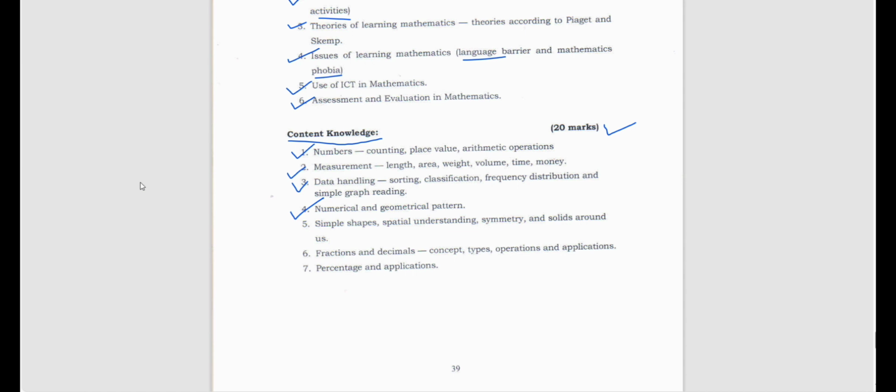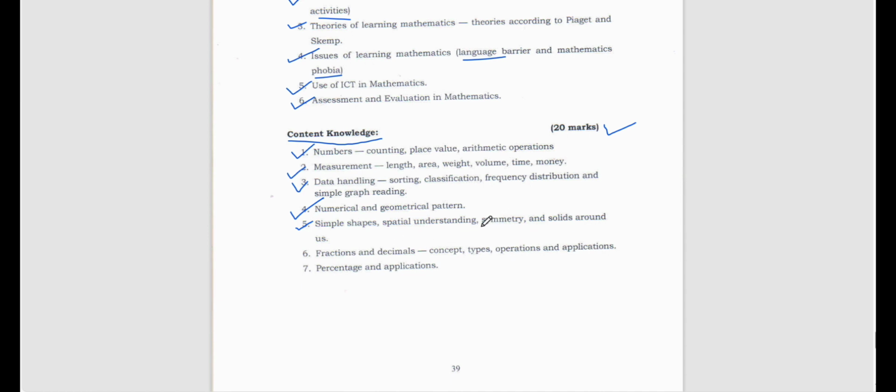So those things we find out by doing calculations, right? Then we have geometrical patterns. So we have rectangles, triangles, then trapezium, rhombus, circles, right? Then number 5, we have simple shapes. Simple shapes can be spatial understanding, symmetry, and solids around us.